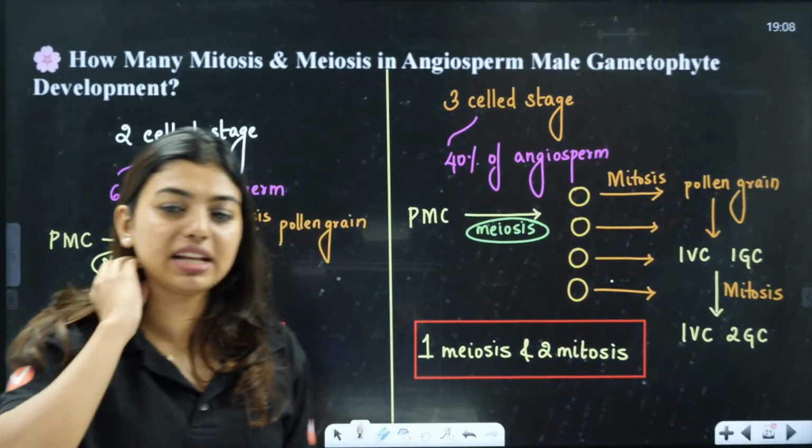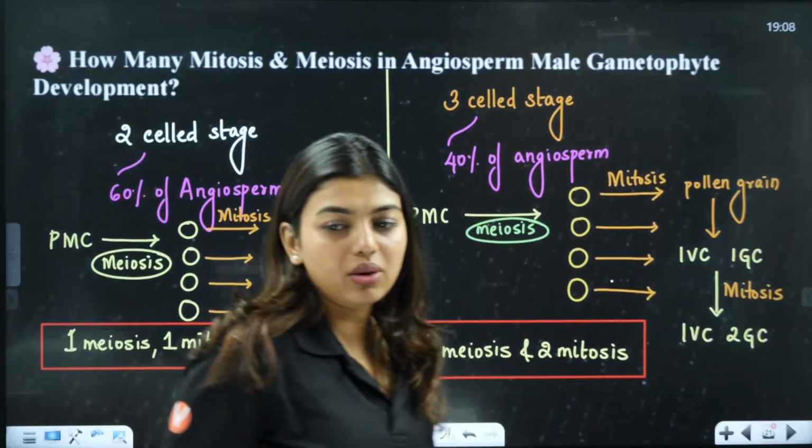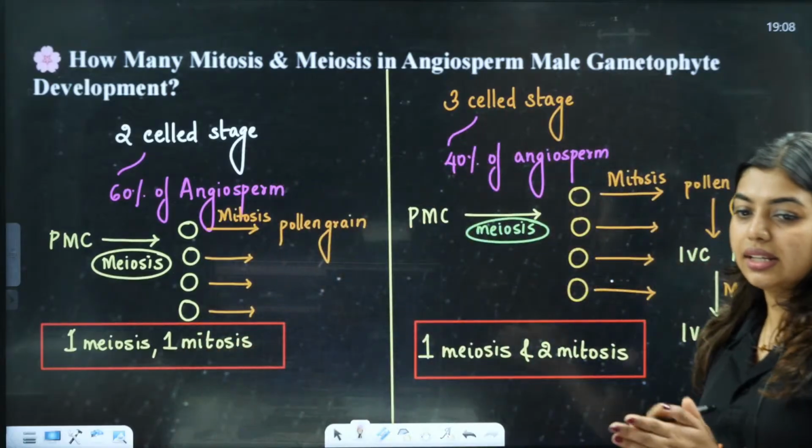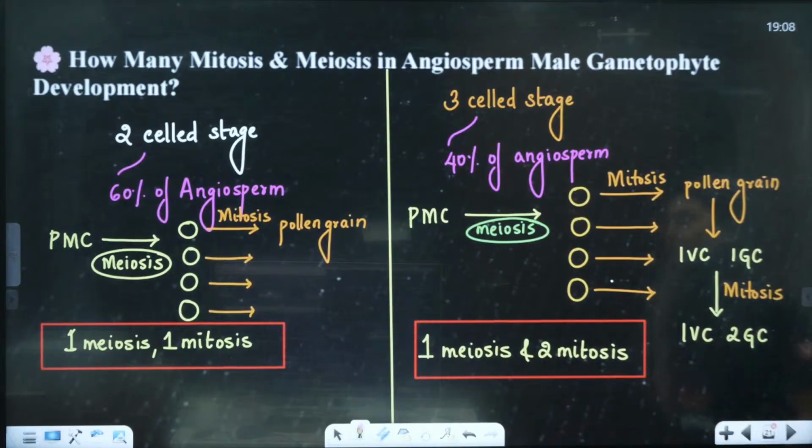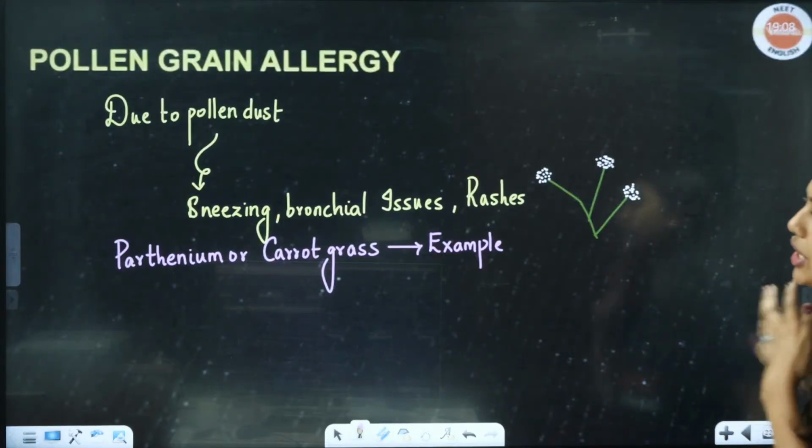Yes, now the diagram in NCERT makes sense. Awesome. So here what happens, understood, 1 meiosis and 2 mitosis. This is what happens in the 3 cell stage.